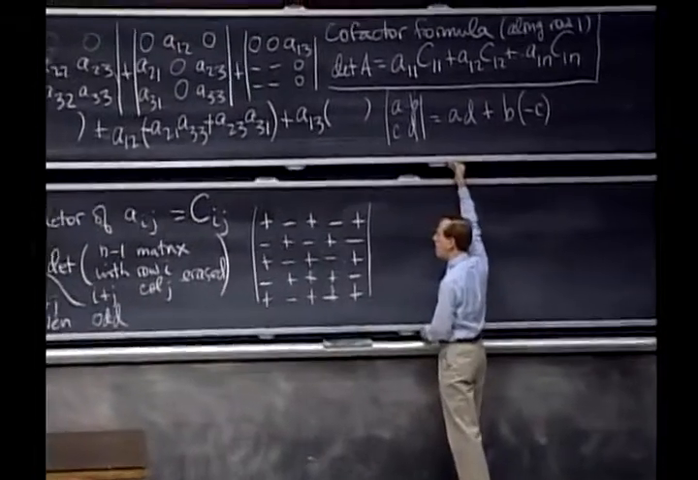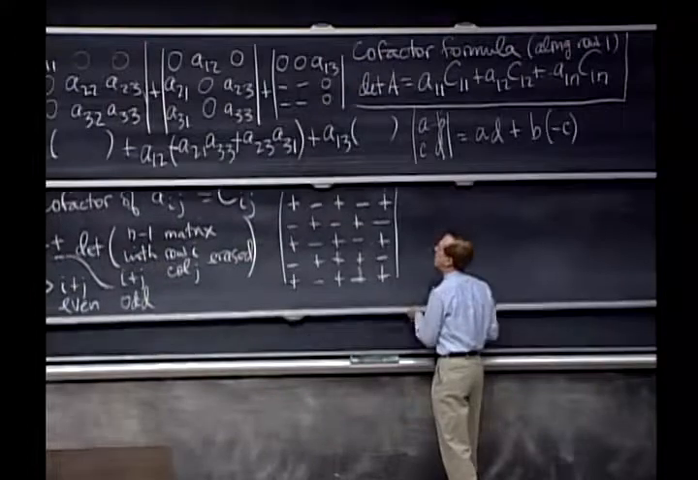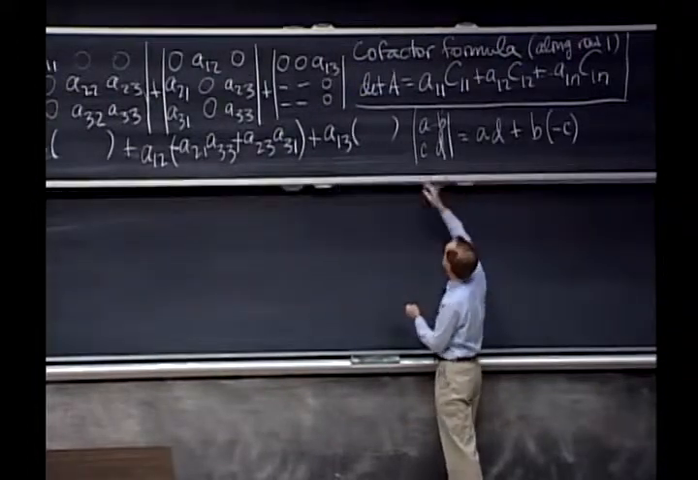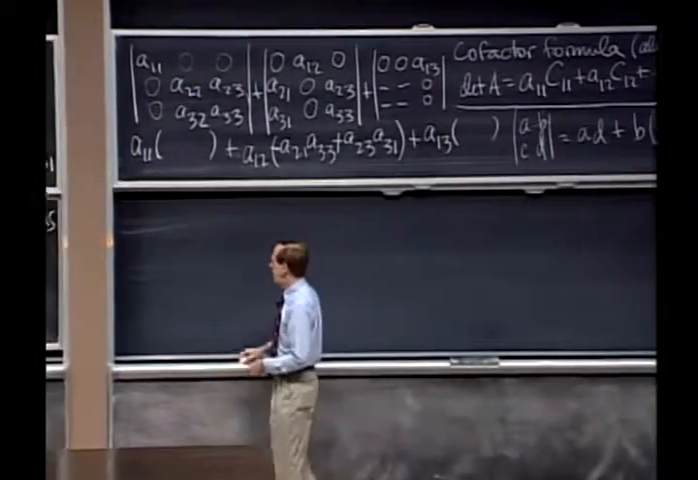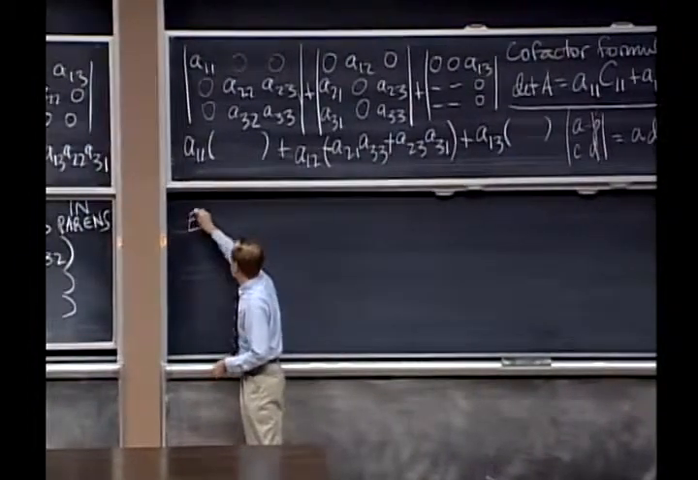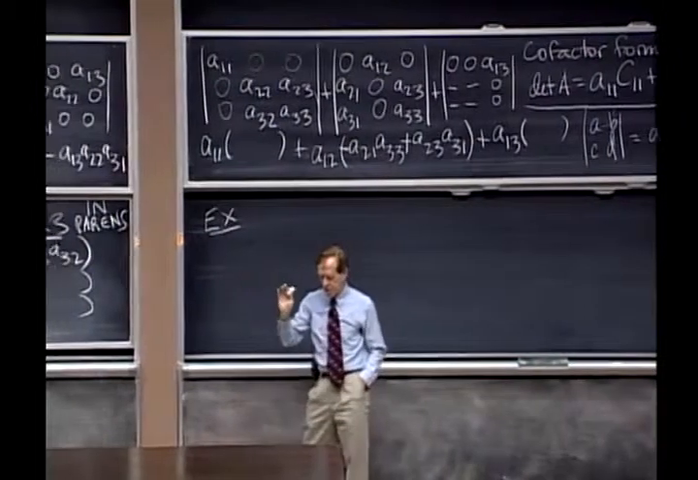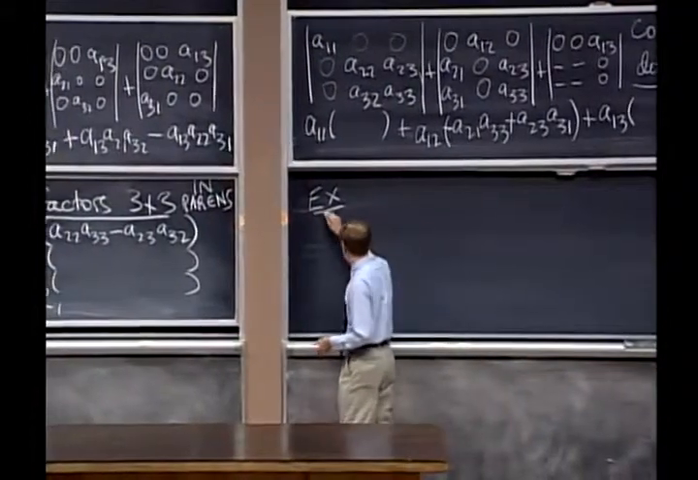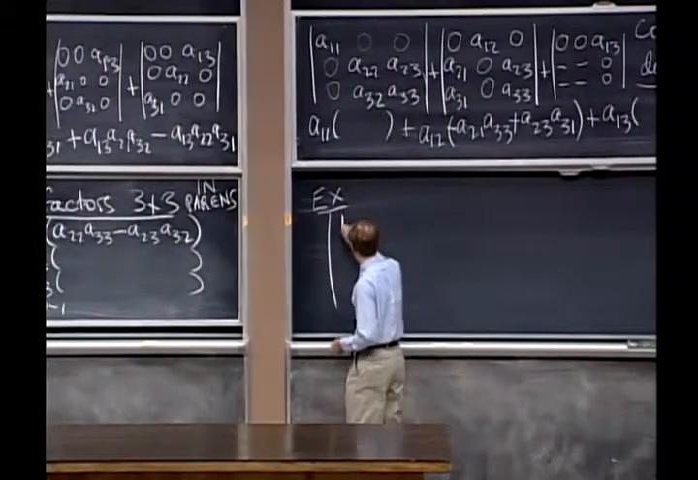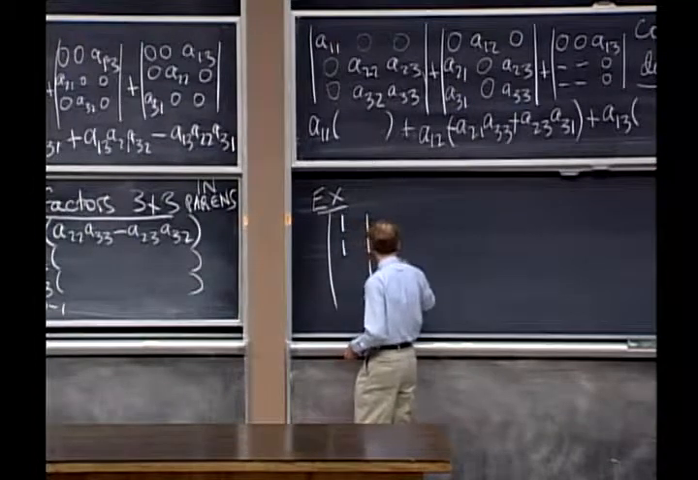One more example. I remember the general idea, but I'm going to use this cofactor formula for a matrix. So here's going to be my example. I promised in the lecture outline at the very beginning to do an example, and I'm going to pick a tridiagonal matrix of ones.